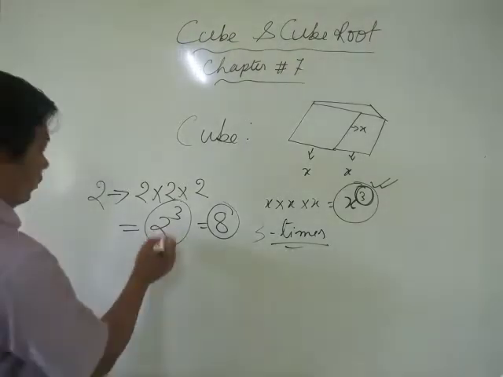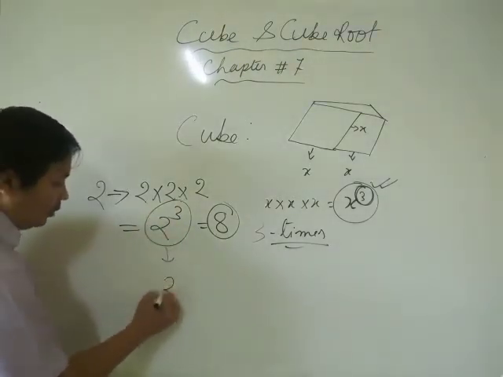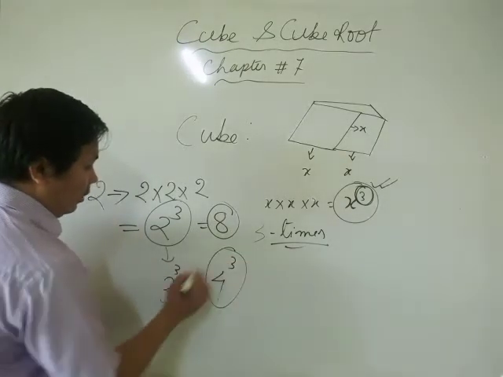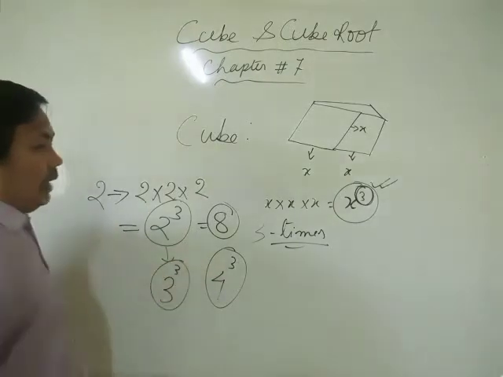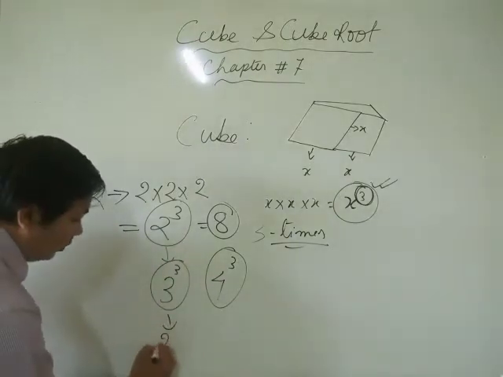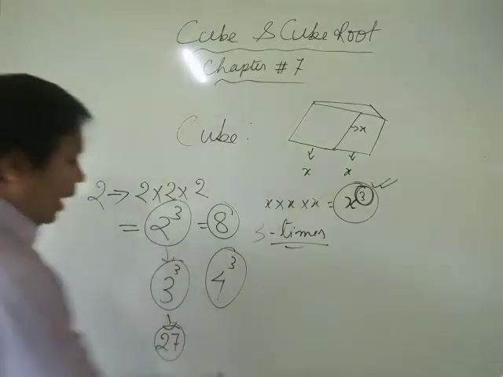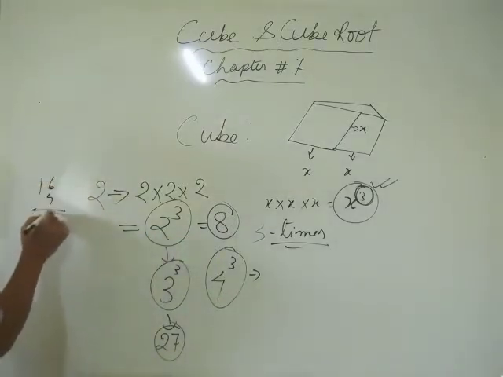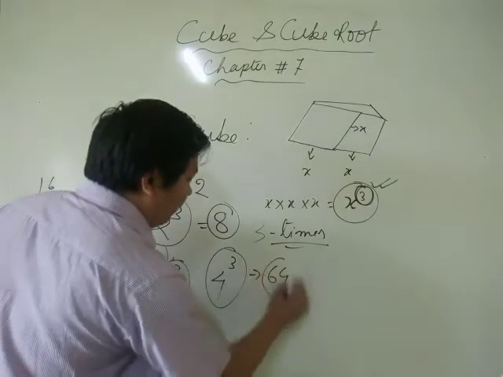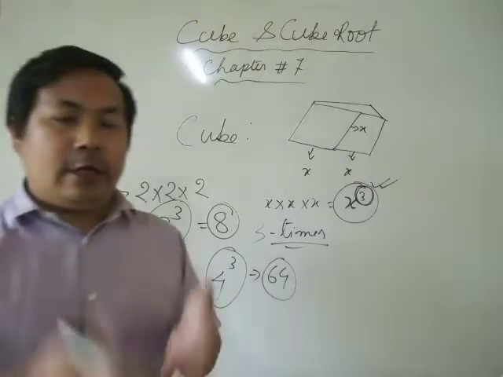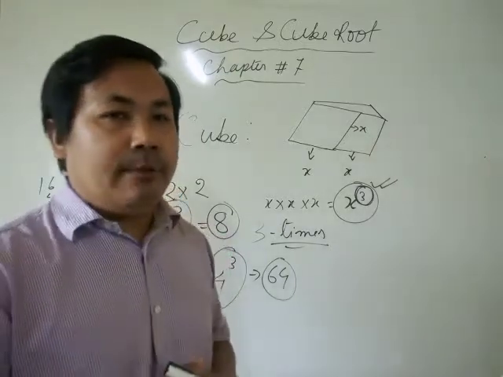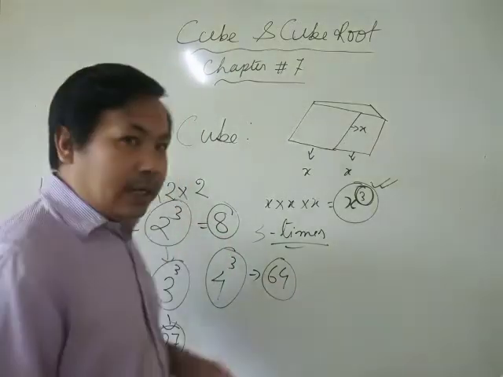Likewise, 3 to the power 3 is a cube, and 4 to the power 3 is also a cube. These are called 3 cube and 4 cube. Clear? 3 cube gives you 27, so 27 is a cube number. And 4 cube gives you 64. This 64 is also a cube number, and they are perfect cubes. Let us see again which numbers are perfect cubes, with some other examples.